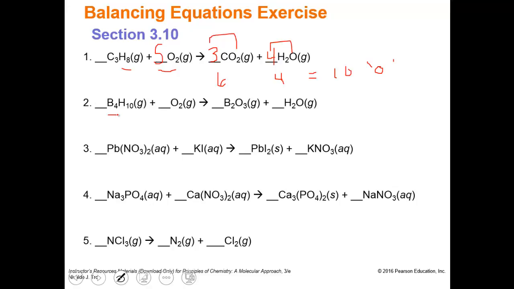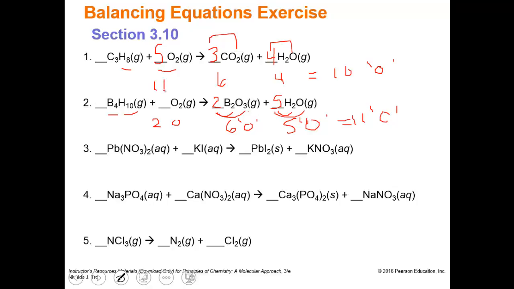The second one, there are 4 borons on the left. So if we put a 2 here, 2 times 2 is 4. There is 10 H's on the left. So if we put a 5 here, 5 times 2 is 10. And then there are 2 oxygens originally on the left. Let's look on the right. 2 times 3 is 6. 5 times 1 is 5. So we have 11 O's on this side. Now I need 11 O's in order to balance this guy. So I need 11 O's.